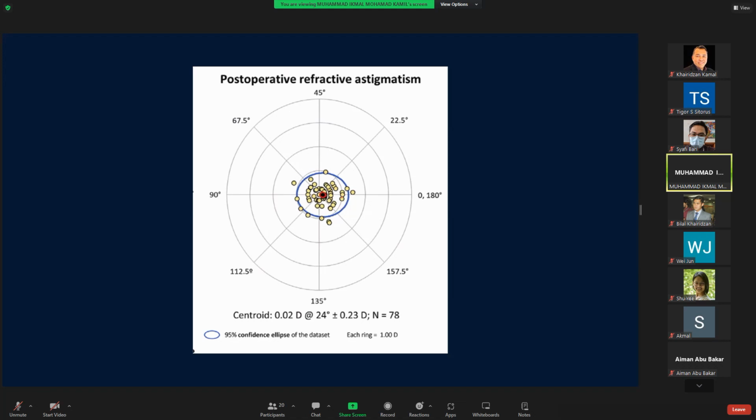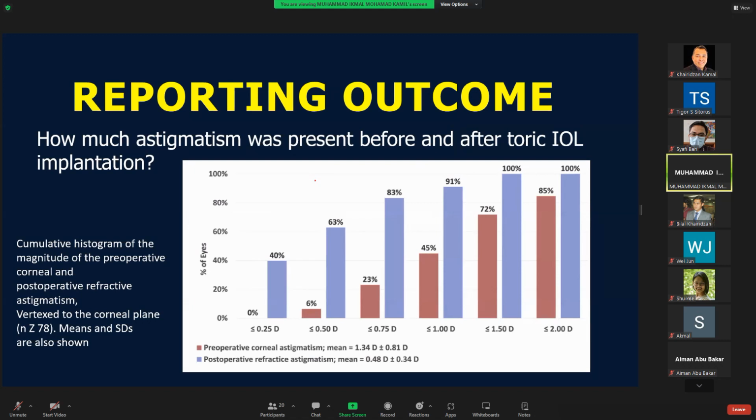So the 95% confidence interval is what we use in our analysis, as in any other analysis. All right, so it is more accurate. So how do we report the outcome?